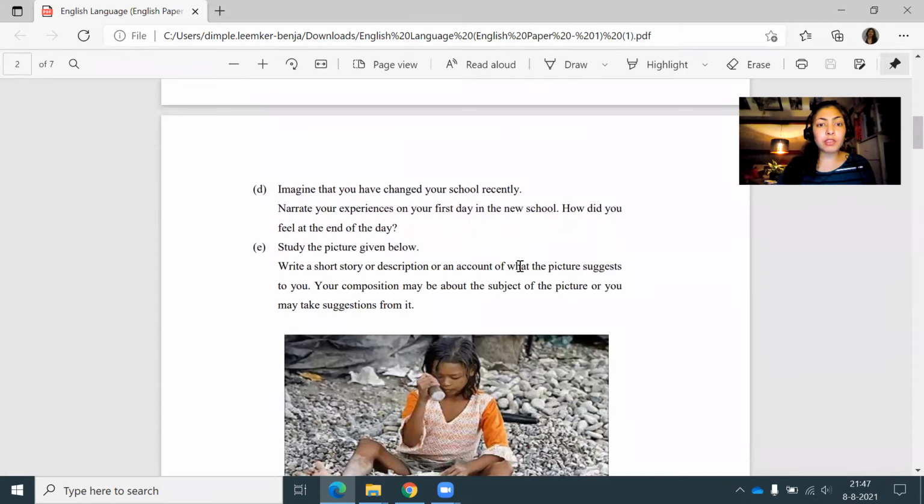Then you have, imagine that you have changed your school recently. Narrate your experiences on your first day in the new school. How did you feel at the end of the day? So this is a narrative. You're going to narrate your experiences on the first day of the school. So this is a narrative composition or narrative essay, you could say.